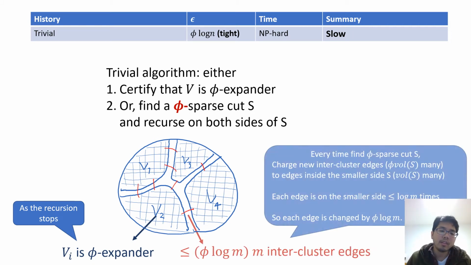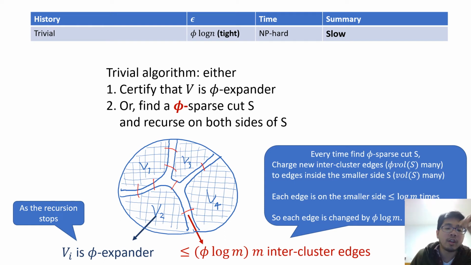And we know that each part where the recursion stops must be a phi expander, just by definition of the algorithm. What we really need to prove is only that the number of edges crossing between parts is at most phi log m times m. But this is true because every time you find a phi sparse cut S, you cut it, and you get new intercluster edges, which is at most phi times the volume.